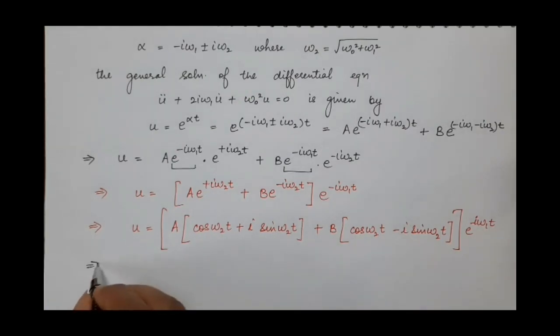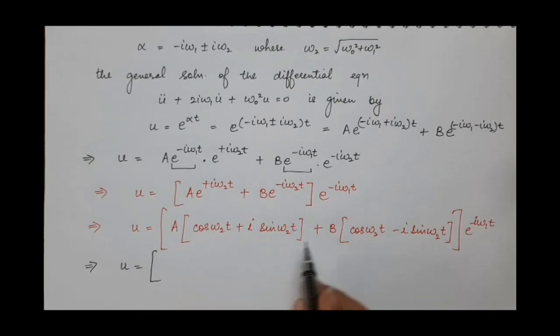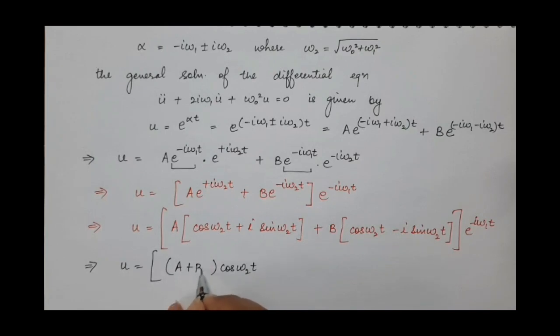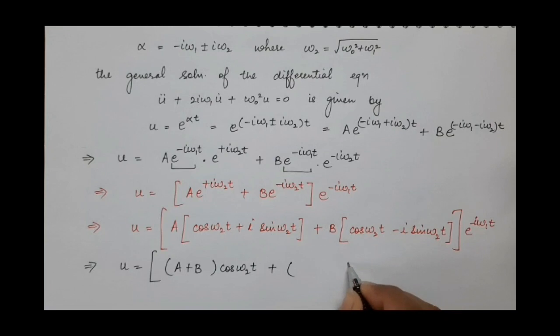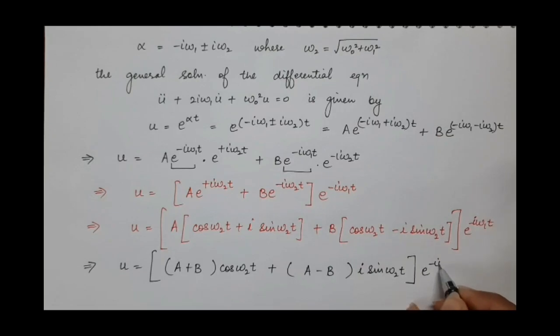Now solve this. You will get u is equal to a cos omega 2t, and here we have b cos omega 2t. It means cos omega 2t will be common and we will have a plus b inside the bracket. Similarly, in the second term, we will have iota a sin omega 2t and here we will have minus iota b sin omega 2t. So here we have iota sin omega 2t common and inside the bracket we will have a minus b. And here e raised to power minus iota omega 1t.